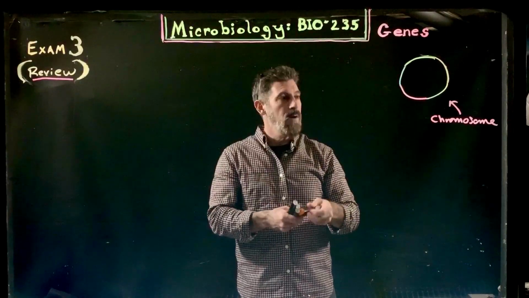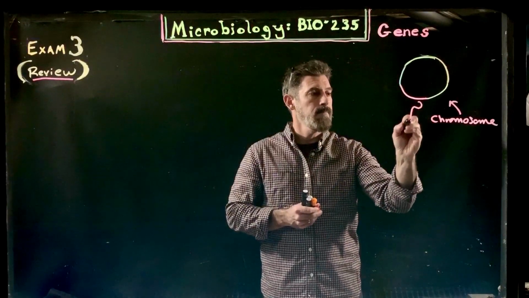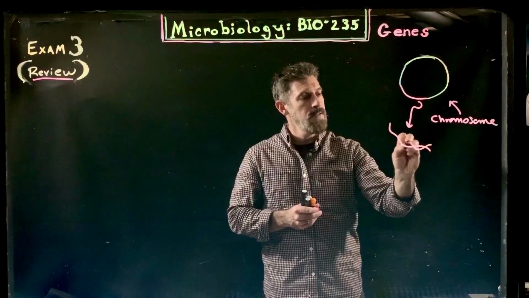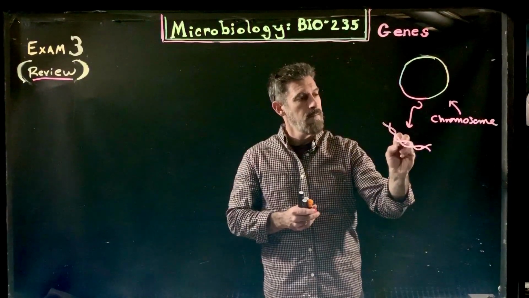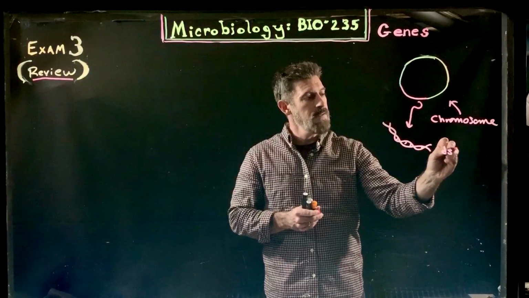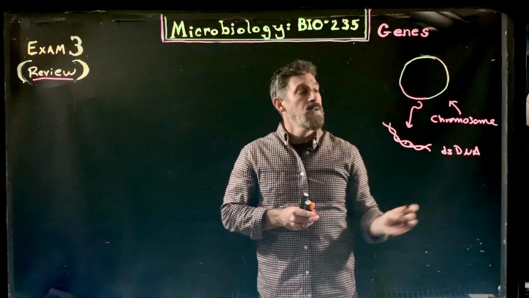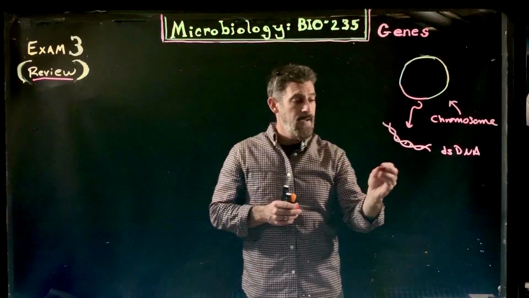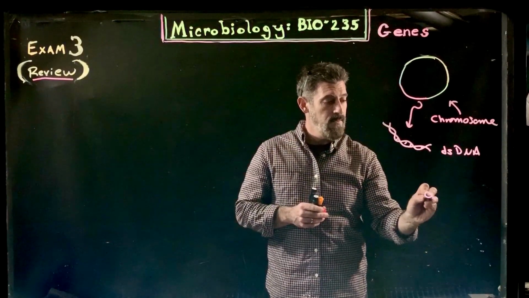Now, if you took apart a piece of this, you would find that it is double-stranded. We call it DS, double-stranded DNA. So if you really need to know what DNA is, starting back at the most basic level of the nucleotide.